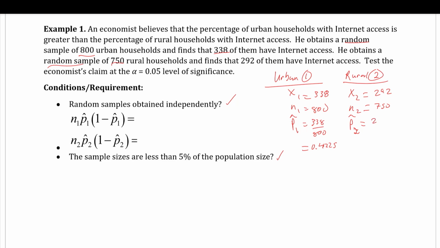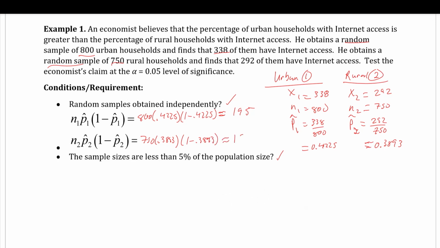So p2-hat is 292 over 750. We get about 0.3893 rounded. Let's see if this second condition is met. We have 800 times 0.4225 times 1 minus 0.4225. I'm just going to round, since this number doesn't have to be super accurate because we're not using it in any further calculations. I get something like 195. And for sample 2, we have 750 times 0.3893 times 1 minus 0.3893.